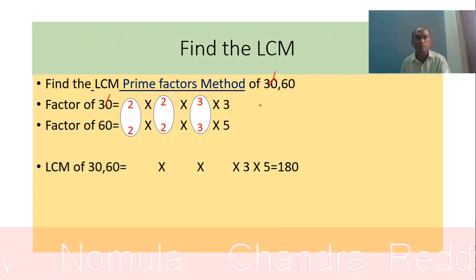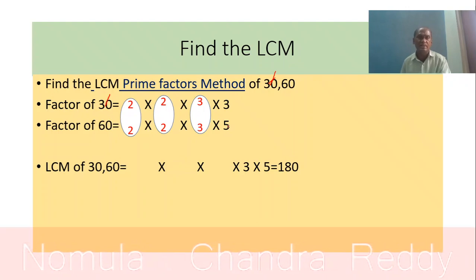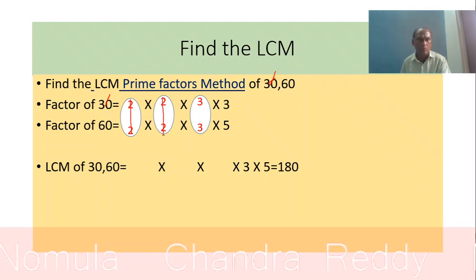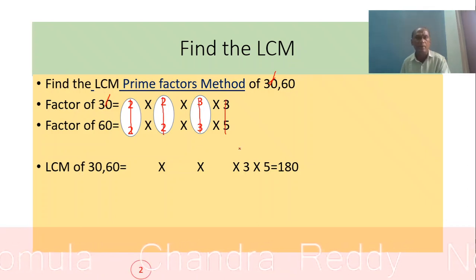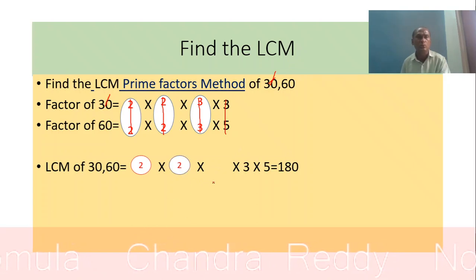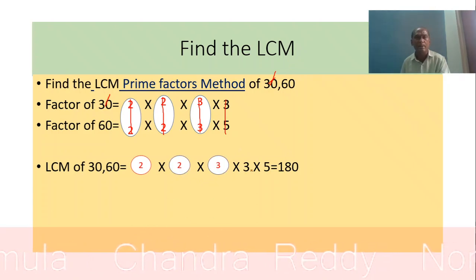Okay. Next, the factors of 60: 2 2s are 4, 4 3s are 12, 12 5s are 60. So the common factors are 2, 2 and 3. Remaining 3, 5.